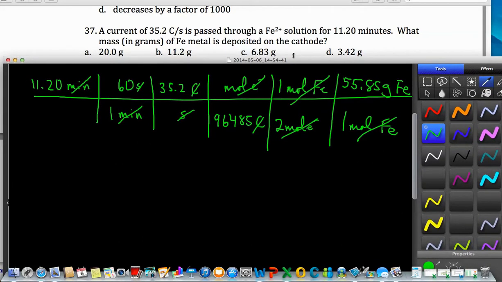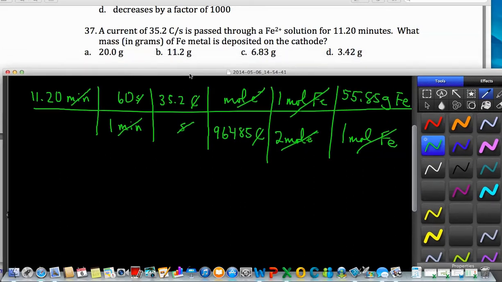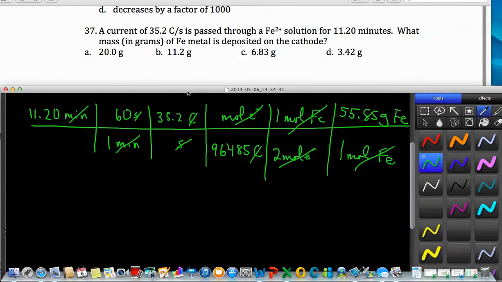So now it's a matter of simplification. 11.2 times 60 times 35.2 times 55.85. And we're going to divide this by 2 and then by 96,485. And I obtain an answer of 6.83 grams, which is credited response C. So number 37, the credited response is C.